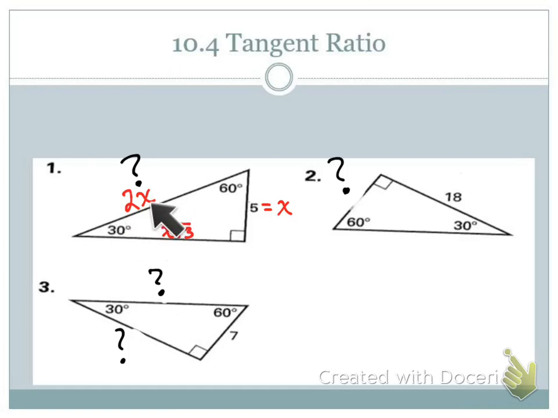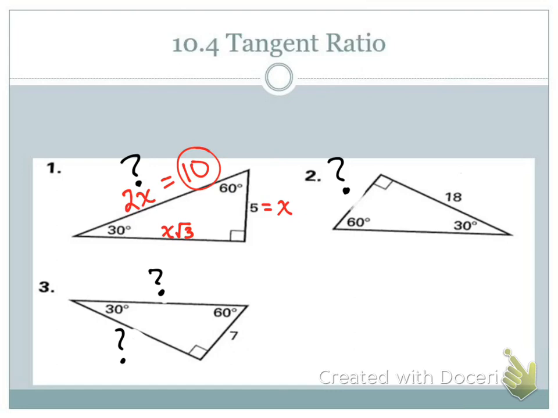So in order to find it, we need to know what X is. What does X equal? 2 times 5 is 10. So 10 is the answer to number 1. Because they did not ask for the side across from the 60, I'm not going to fill it in. If you did, that's fine.